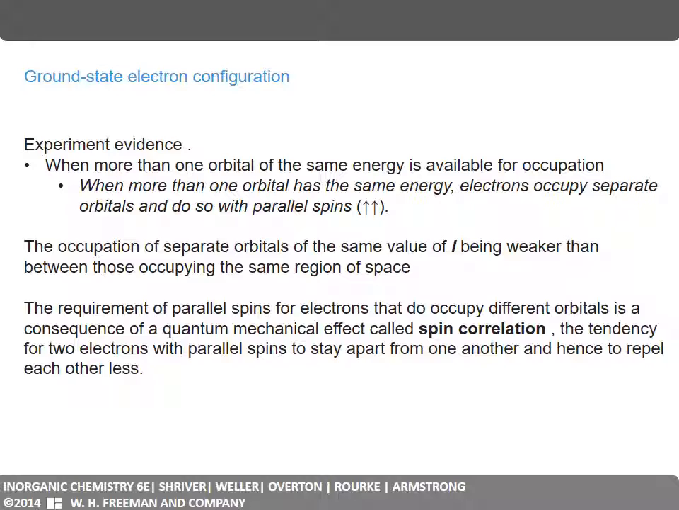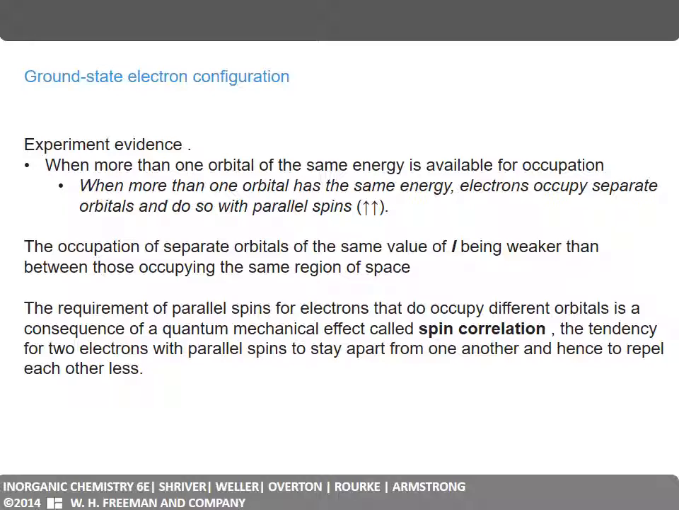So when we have more than one orbital available to be occupied, such as in the case of the 2p orbital in boron or carbon, we use the following principle. Basically, if we have more than one orbital with the same energy, electrons will occupy several separate orbitals and have the same spin, ms value, in parallel. So it is said that they will have parallel spins.